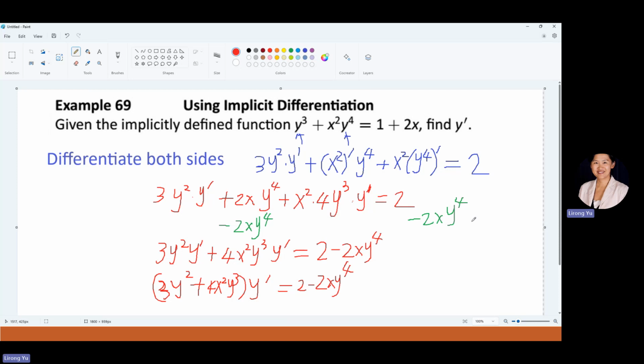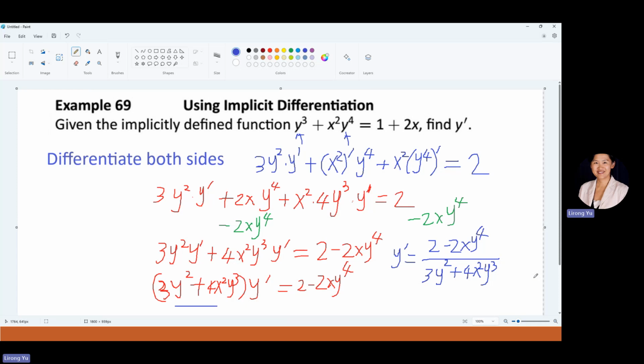And lastly, we want to get y prime by itself. So y prime is equal to a big division: whatever is on the right side, divided by all the factors we had on the left side, divided by 3y squared plus 4x squared y cubed. Okay. Any questions so far?